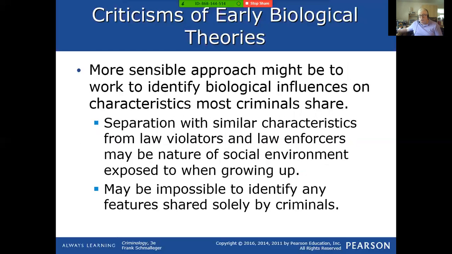What they suggest, a more sensible approach, which is what we're really looking at more currently, is look at those biological influences that certain criminals share. You take the similar characteristics, what makes the difference? Now, think about it. They suggest you look at law violators and law enforcers. Is it the nature of the environment that they grew up in that makes one decide to become a criminal, another decide to become a cop?